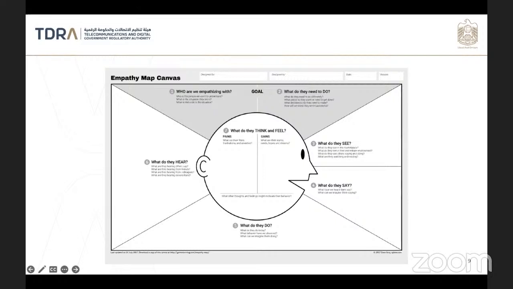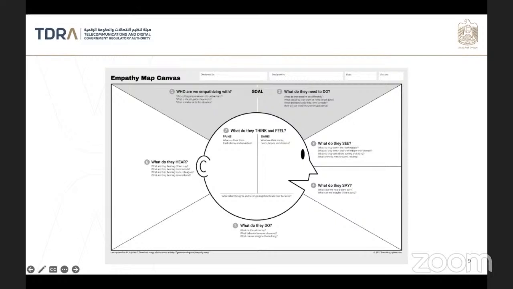So what do they currently do? They need to eat, so they order fast food, they order from restaurants. What do they see? They usually see ads for food. They are always looking for ads on food. They would like to try new things. And what do they say? They always talk about how good or how bad their meal was yesterday.